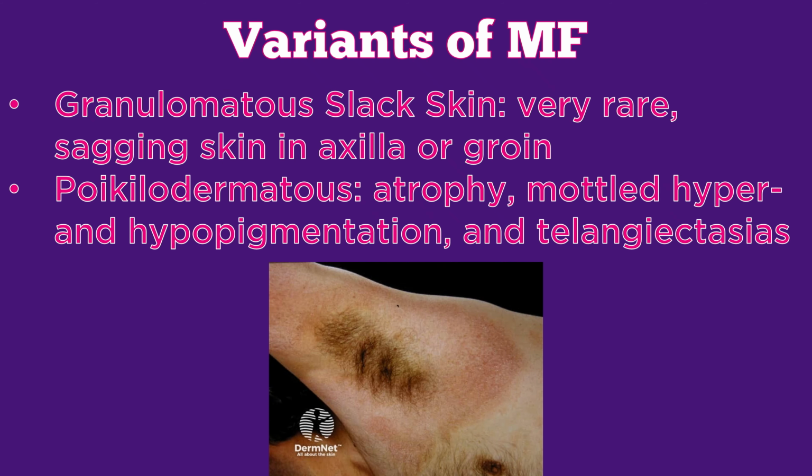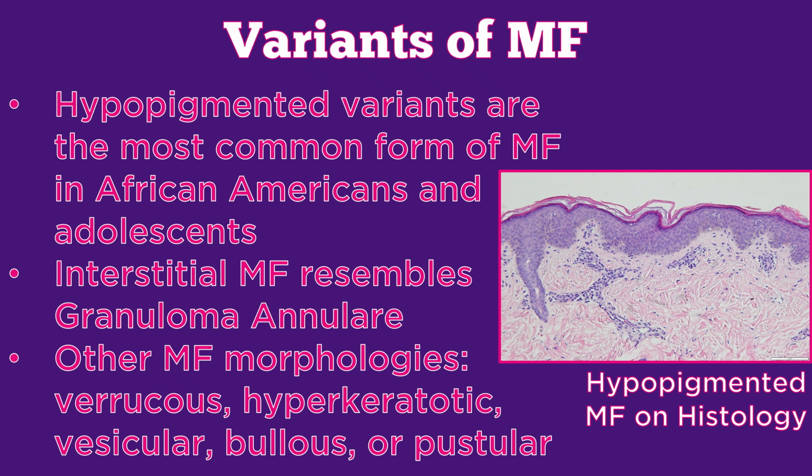Some other MF variants include granulomatous slack skin MF, which is an extremely rare form causing sagging skin in the axilla or groin. And then there is a poikiloderma variant of MF that contains the 3 hallmarks of poikiloderma. And that's going to be atrophy, mottled hyper and hypopigmentation, and telangiectasias. Hypopigmented MF variants are the most common form of MF in African American patients and adolescents that get MF. Interstitial MF resembles granuloma annulare, and then there are a variety of other morphologies of MF, including verrucous MF, hyperkeratotic MF, vesicular, bullous, or even pustular MF variants.